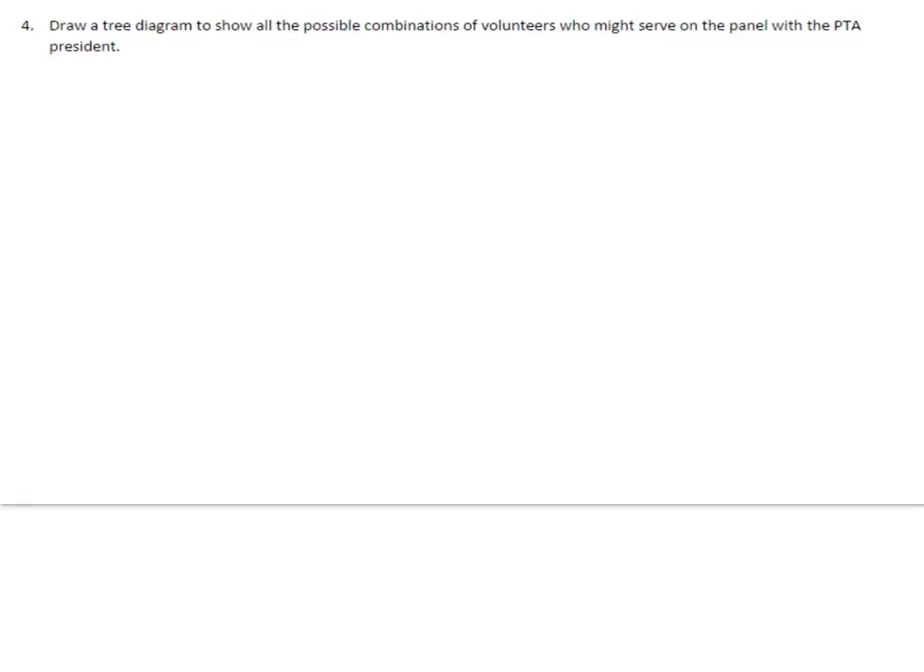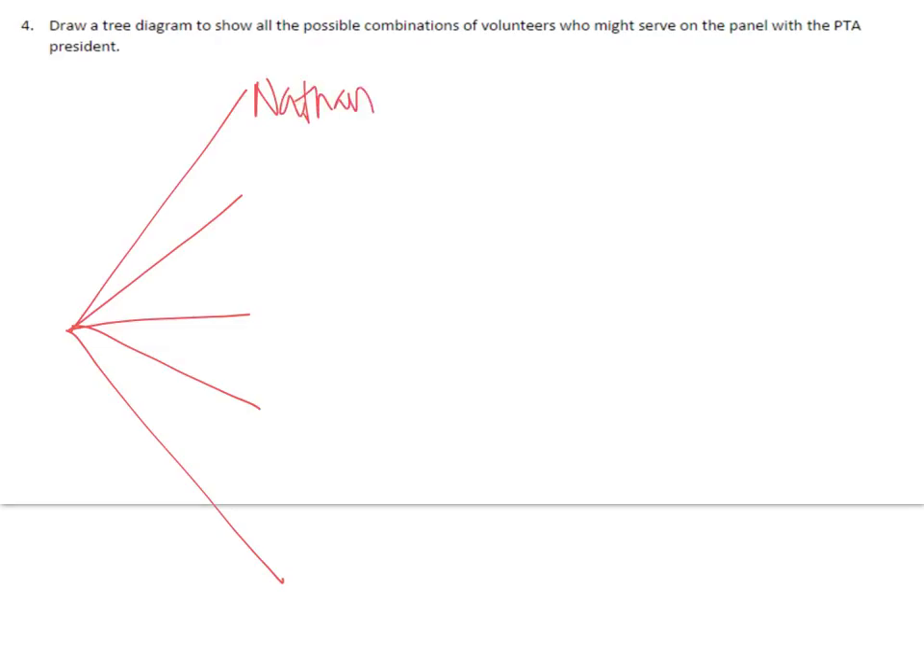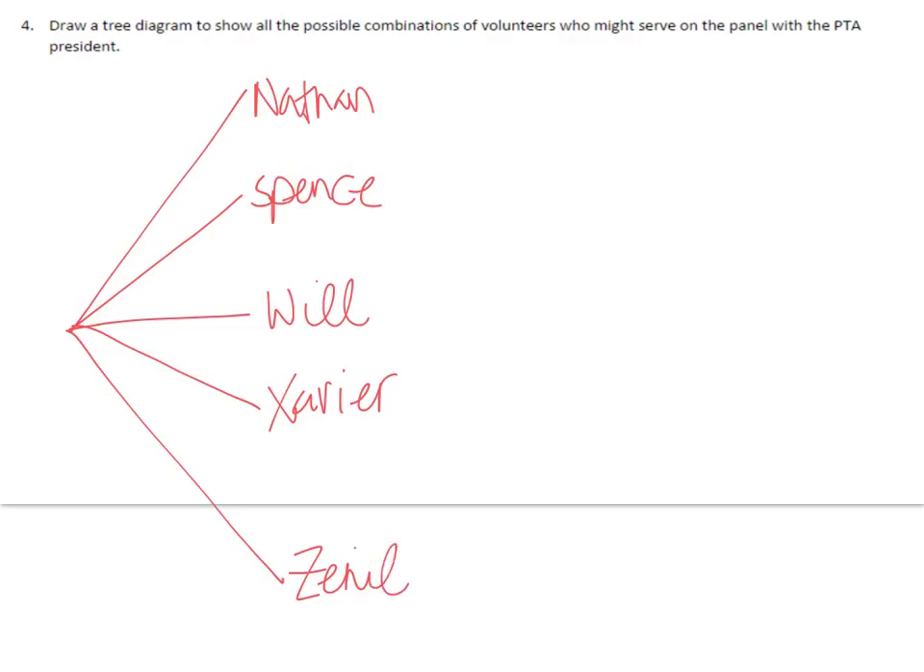To create a tree diagram for this, we would start with your boys. You would do 5 possible branches. The more spread out you make your lines, the better, because then we have to go with 4 girls off of each of those. So you have Nathan, Spence, Will, Xavier, and Zenal. I don't know where that name came from, but okay.